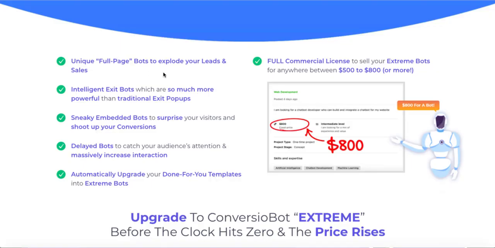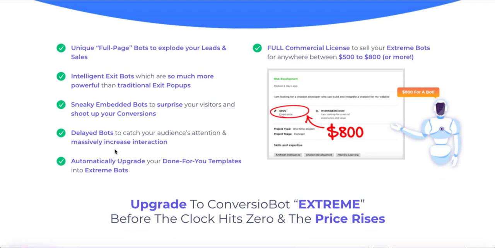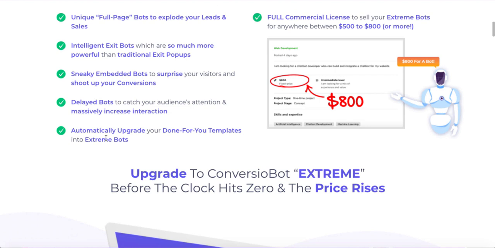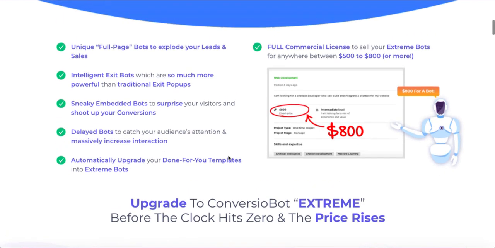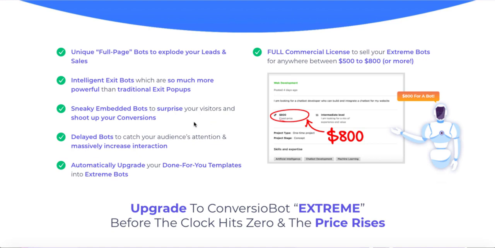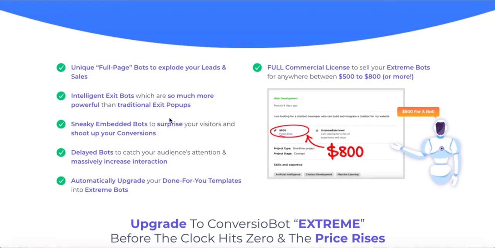So again, you get the full page chatbot, you get intelligent exit bots, you get some embedded bots that you can use on your websites. You get some delayed bots that will come on after a certain amount of seconds, for instance, on people on your website. And then you automatically upgrade your done for you templates into extreme bots. So the done for you templates that you've already got, you can also then use them as the extreme bots.